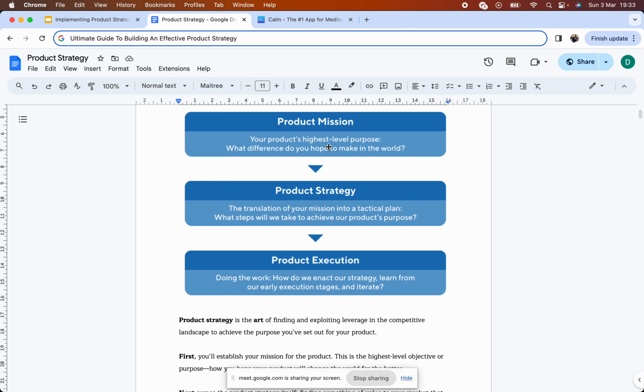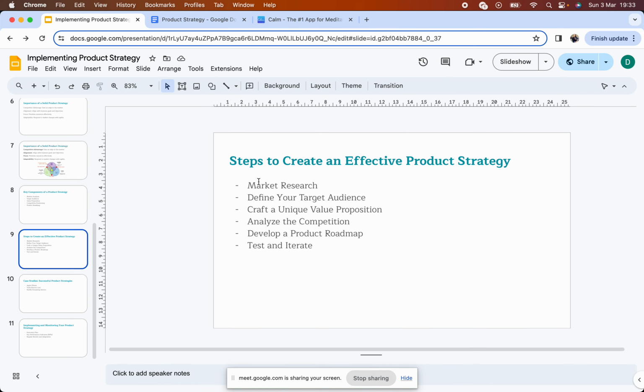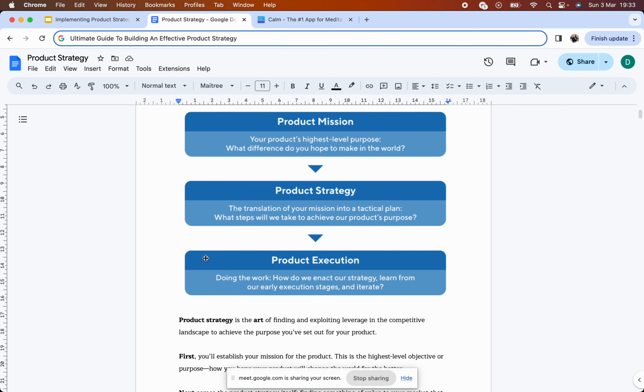Now first you need this, and then that leads to you defining a product strategy. So essentially, what steps will we take to achieve our product's purpose? And what are those steps? The steps are here. We take these steps to achieve the product purpose. And then that leads to doing the work itself. How do we go about implementing this strategy?